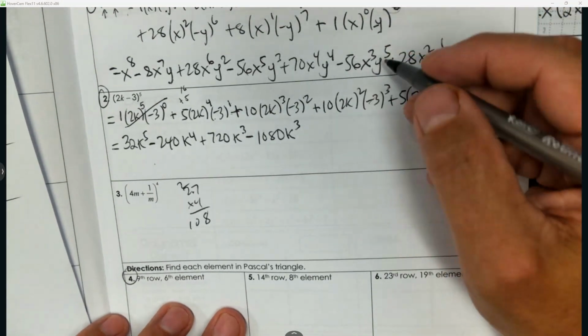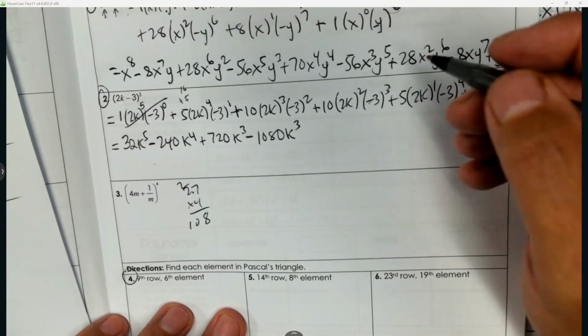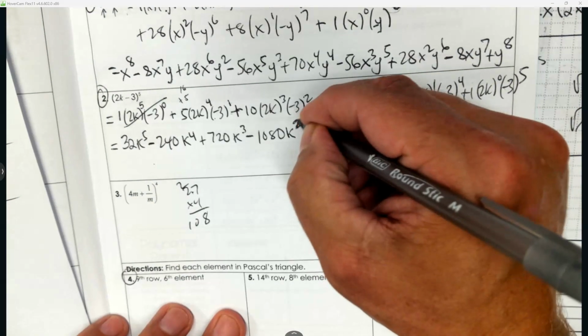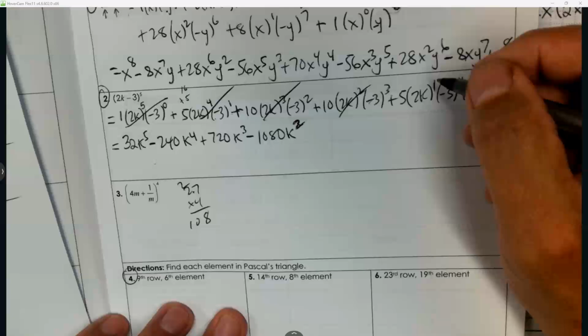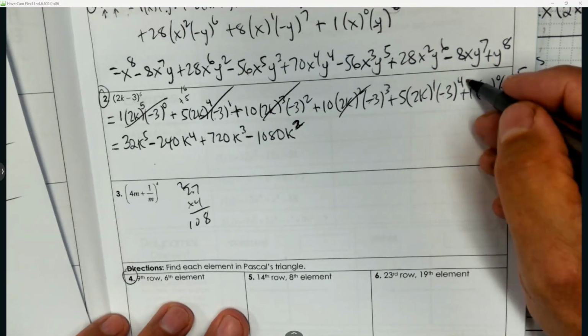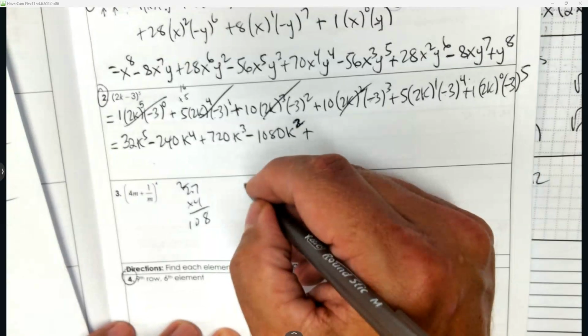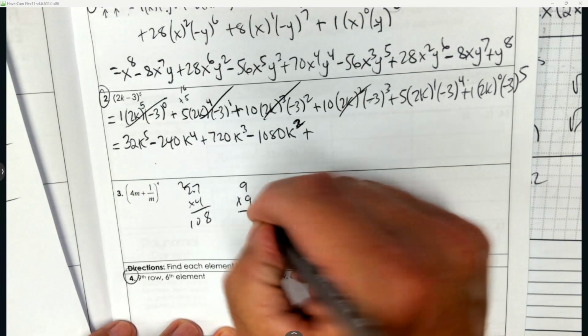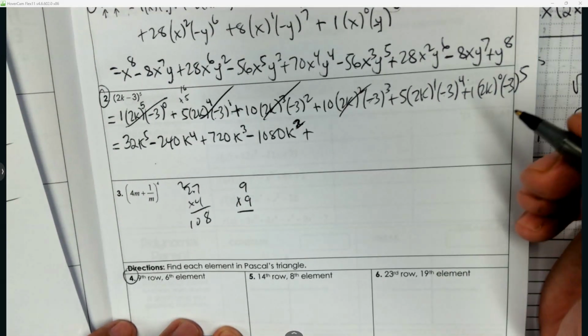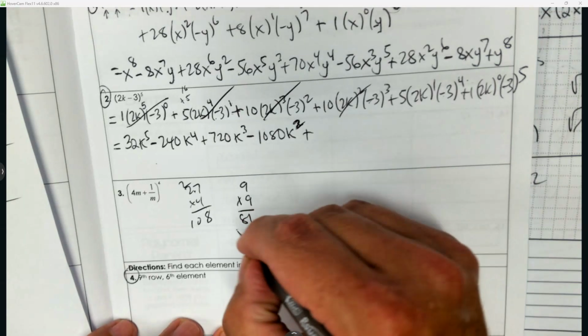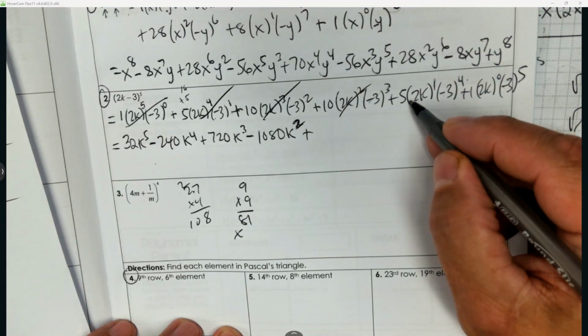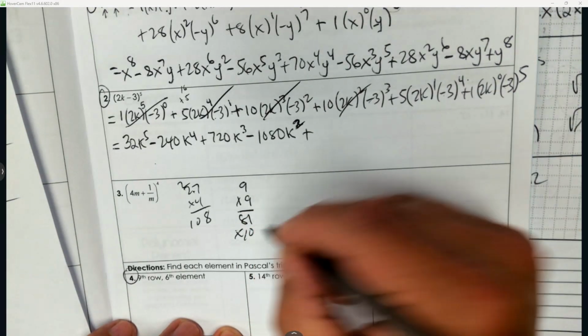Where are we at? Oh, we just did k cubed. k squared, I mean. So I'm going to knock them out. We've got 2 left. Negative 3 to the 4, that's a plus. 3 times 3 times 3 times 3, that's like 9 times 9 or 81. And then 81 times 2 times 5 times 10, just put a 0 at the end.